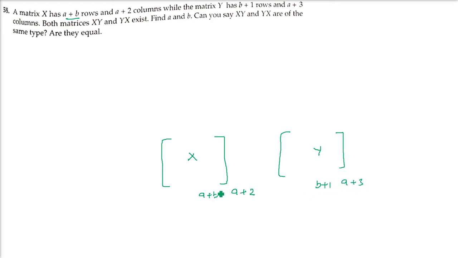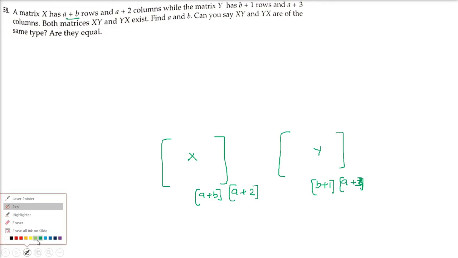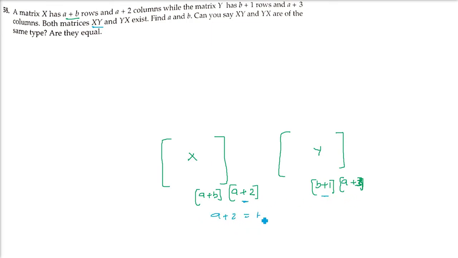Now as I said, the column of the first matrix has to be equal to the row of the second matrix, then only multiplication is possible, otherwise it is not, in any kind of multiplication. If XY is existing, a plus 2 has to be equal to b plus 1. XY is existing, that is, a plus 2 is equal to b plus 1. This is our first equation.